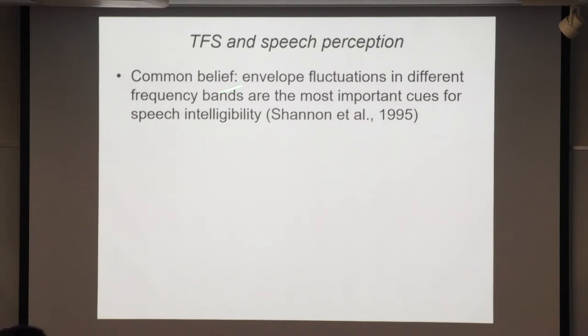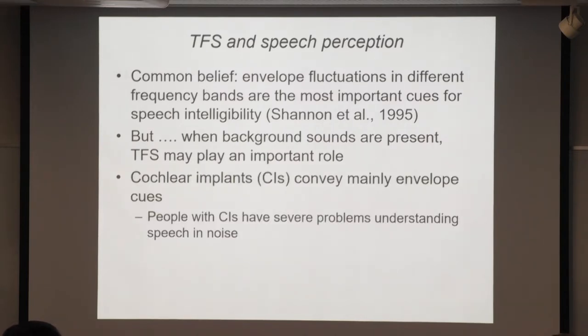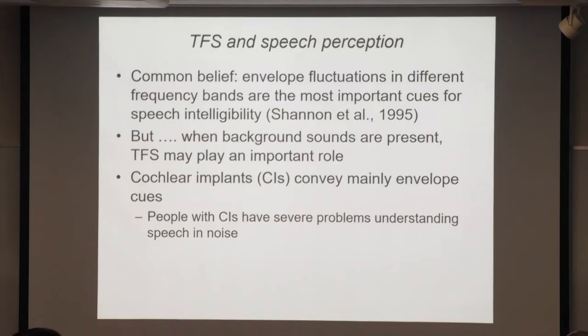And as I said at the beginning, it's commonly believed that envelope fluctuations are the most important cues for speech intelligibility. But I would like to argue that when background sounds are present, temporal fine structure may play an important role. And of course, cochlear implants convey mainly envelope cues, as we heard in some earlier talks. And it's well known that people with cochlear implants have severe problems understanding speech in noise. Now, undoubtedly, some of those problems come from the current spread and effectively poor frequency selectivity that you get in cochlear implants. But part of that difficulty might also come from the inability to use temporal fine structure for people with cochlear implants.